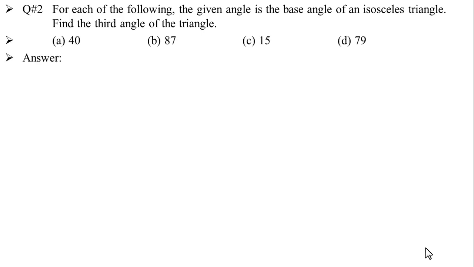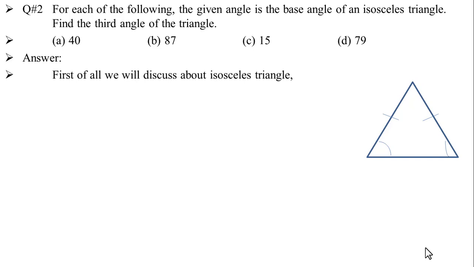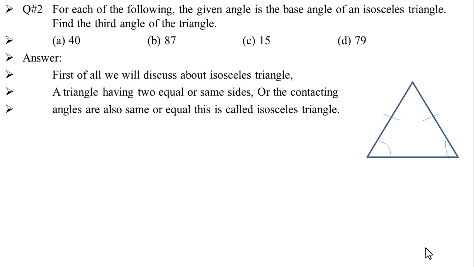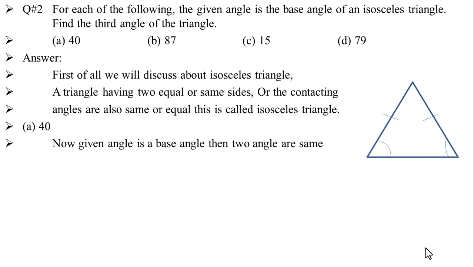Here there are four parts. First of all, we will discuss that isosceles triangle. We draw an isosceles triangle and discuss it. A triangle having two equal sides, with the angles connected to them also equal, is called an isosceles triangle. First part, 40 degree. Now the given angle is a base angle, so two angles are the same. We find the third angle.